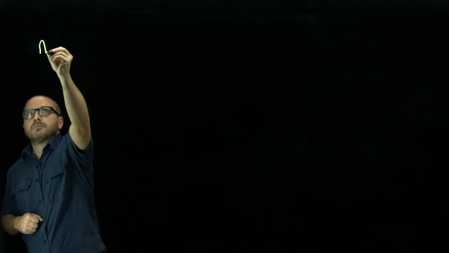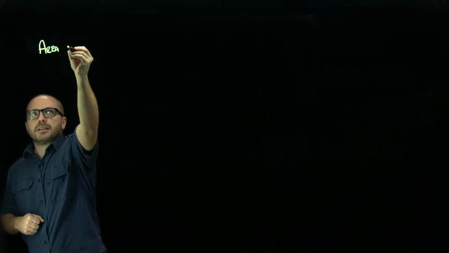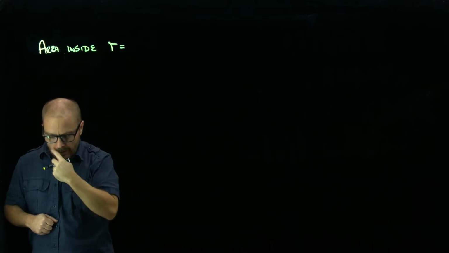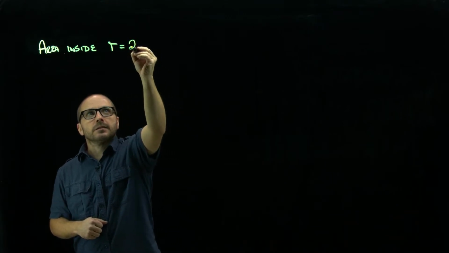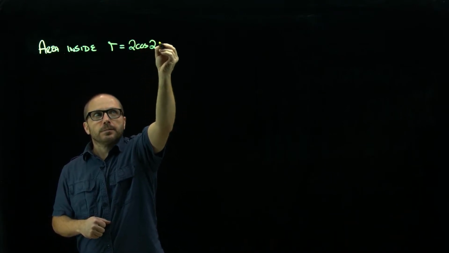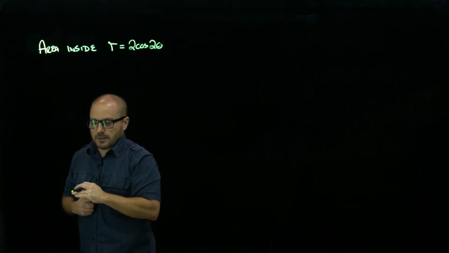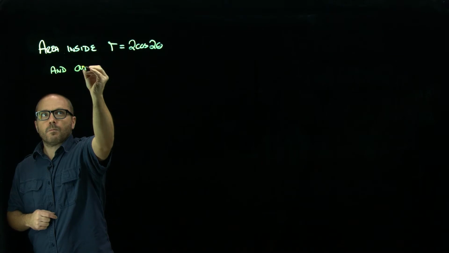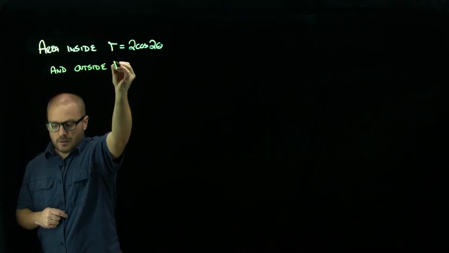Now I'd like to look at an example of finding area in polar coordinates that involves the area between two curves. So let's find, say, the area that is inside r equals 2 cosine 2 theta and outside r equals 1.